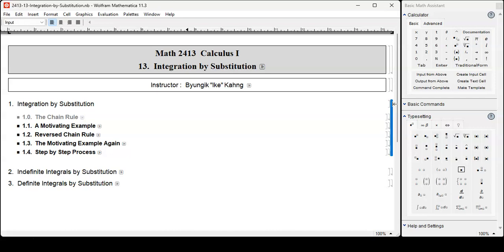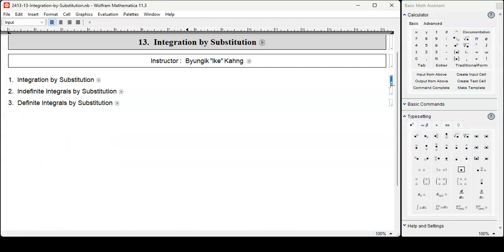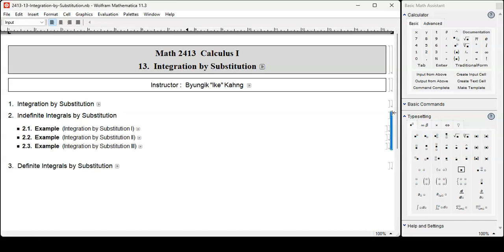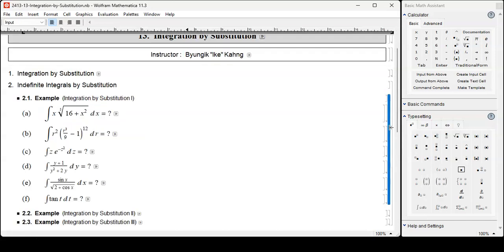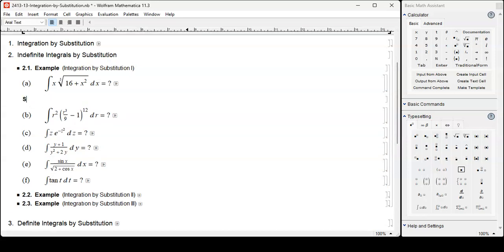So for the students who weren't able to understand most of those topics, I prepared the step-by-step process. And let's follow the step-by-step process to calculate some indefinite integrals. And there are many of those. Okay, let's go with the first example.